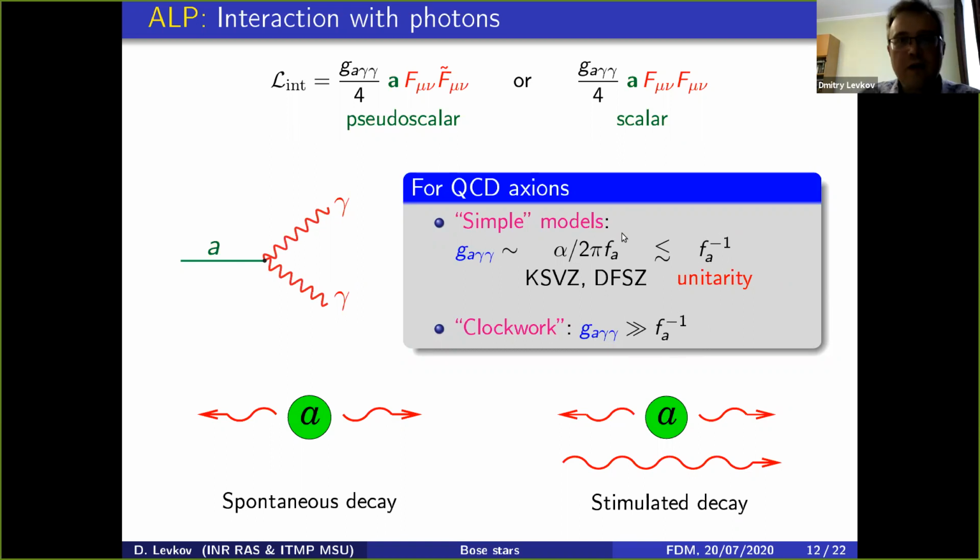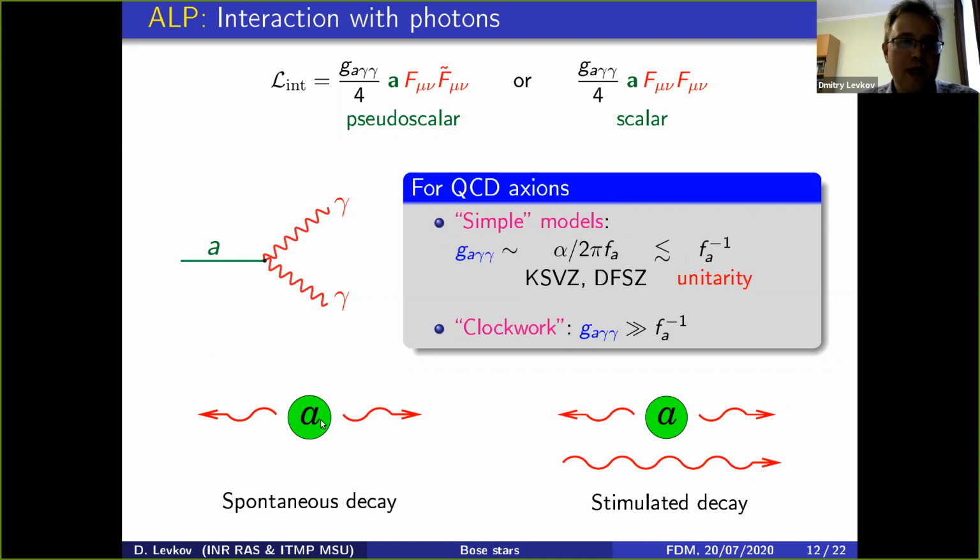I should say from the very beginning that for parametric resonance, I will need a larger coupling to photons than in benchmark models. But simple models will be enough. Two orders of magnitude larger, or even 50 times larger, will be enough for me to get a parametric resonance. So if there is such a vertex, then there are two processes which are of interest.